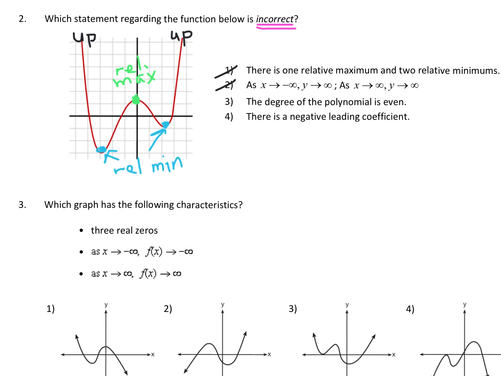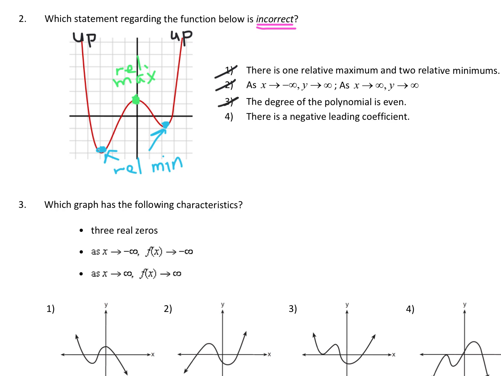All right, so choice 3, the degree of the polynomial is even. Remember, if both ends of the graph point in the same direction, up and up, or if they were to point down and down, that makes it an even degree. So that's also a true statement. So that's not our answer.